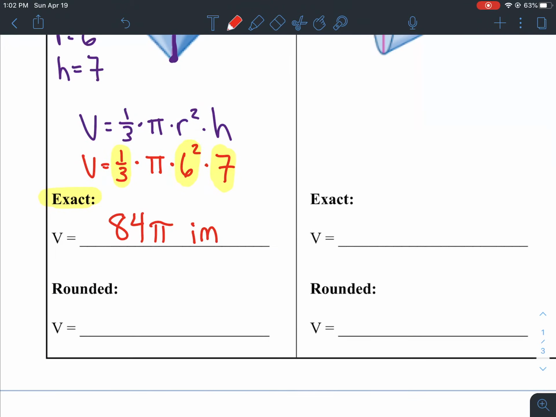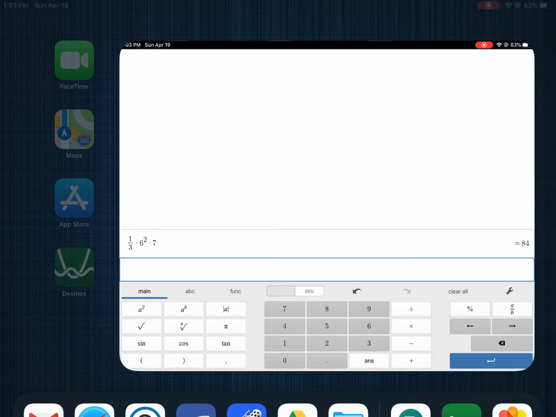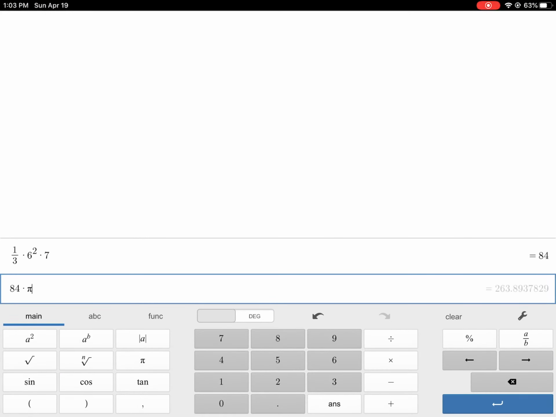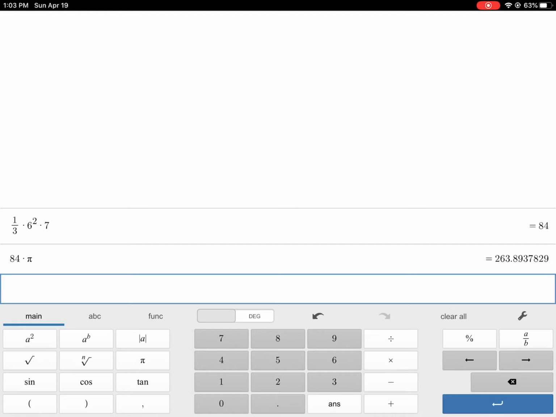Therefore, it's inches cubed. Okay, remember, volume, our units are cubed. Now, in order to get the rounded answer, we just include the pi in our calculation. I'm going to do the 84 times pi, and that comes out to be 263.89.